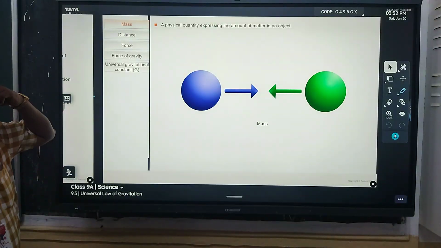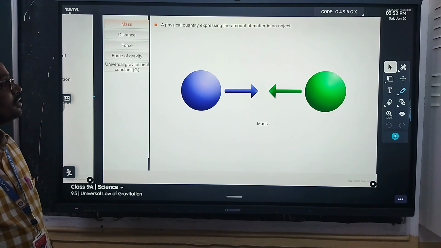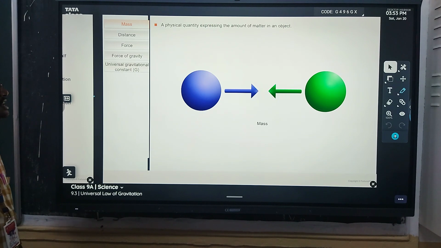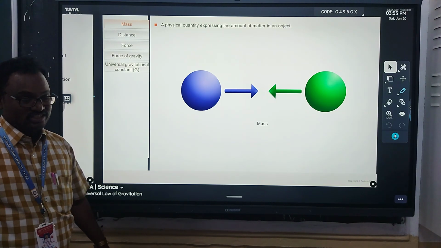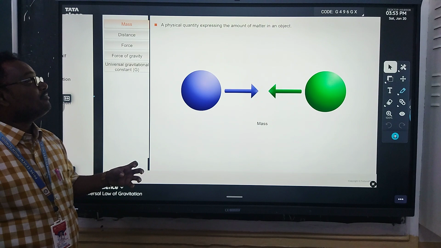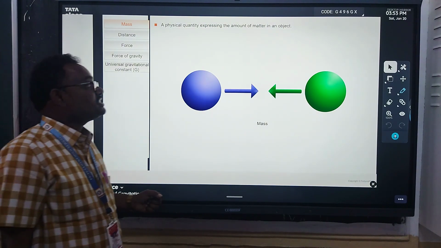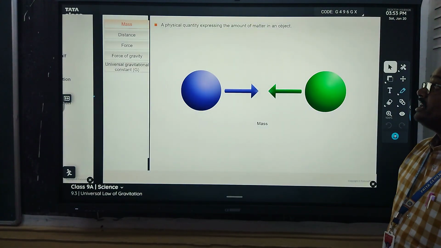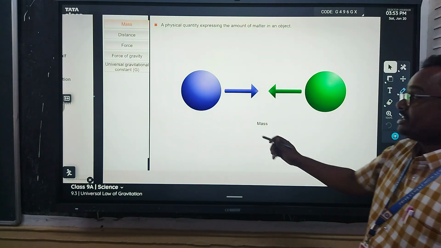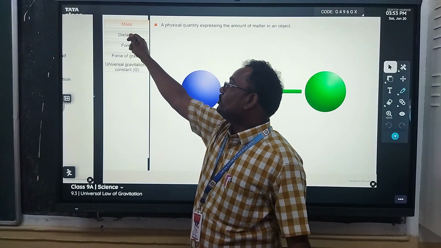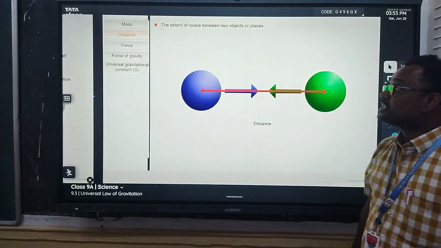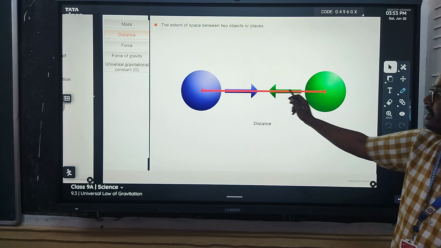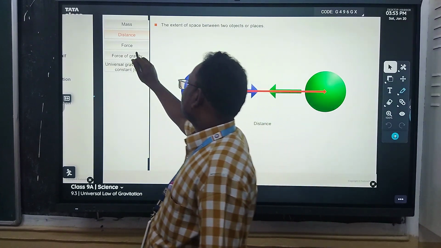Keywords, what we discussed up to now. Here we discussed some words: mass, distance, force of gravity, universal gravitational constant. So what is mass? Mass is a physical quantity expressing the amount of matter in an object. Then distance we already know. The distance is nothing but the extent of space between two objects or places. The red mark shows the distance between the two bodies.